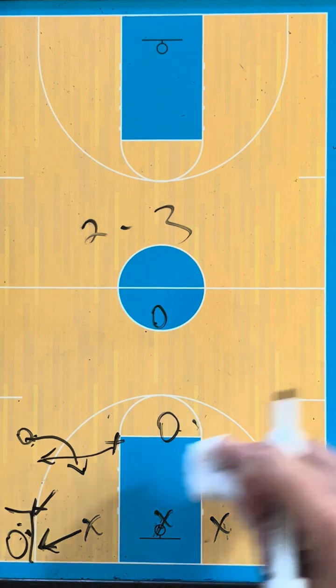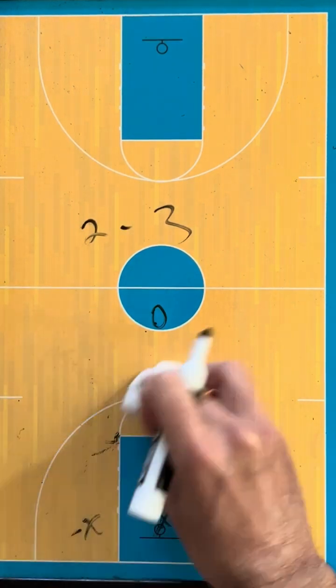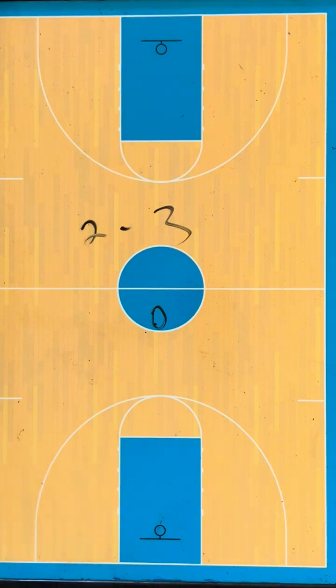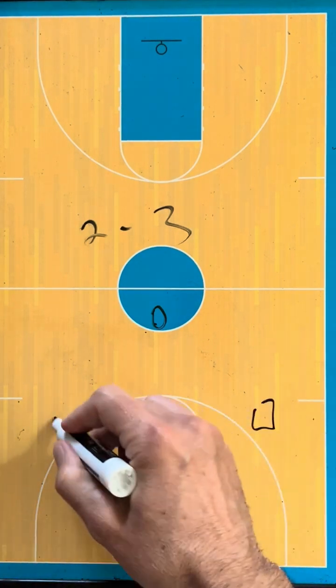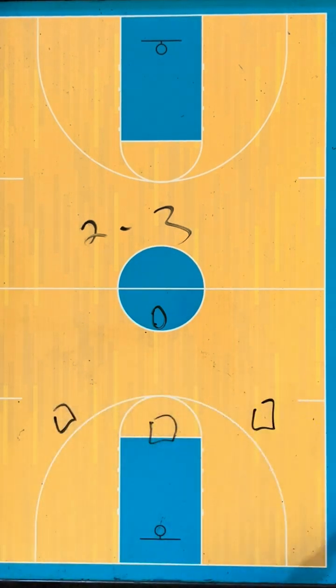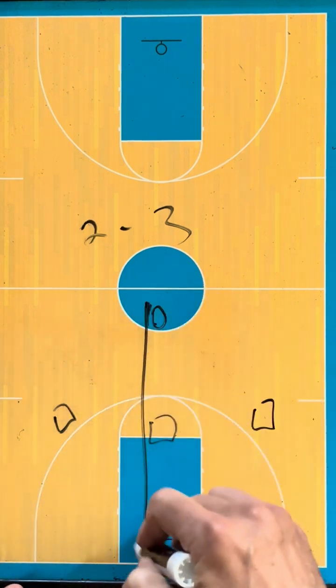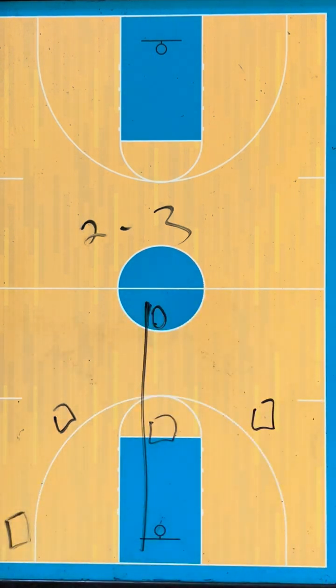So in summary, keep the ball out of the high post. Your corners and your high post are your vulnerabilities. Keep the ball on one side of the court and trap.